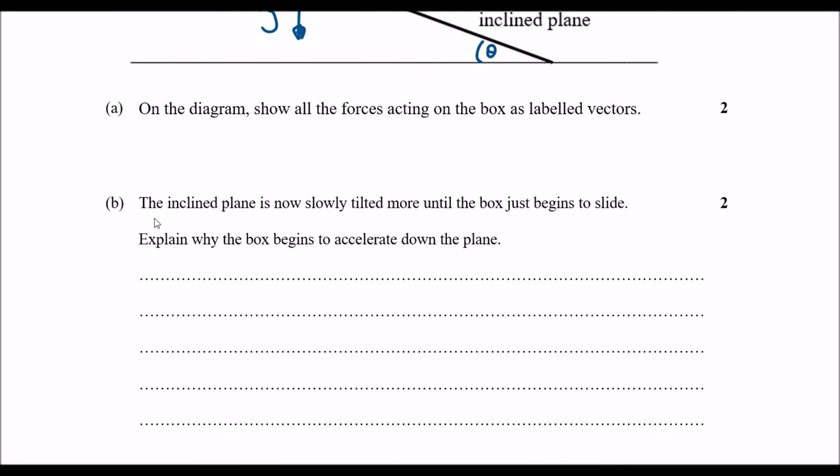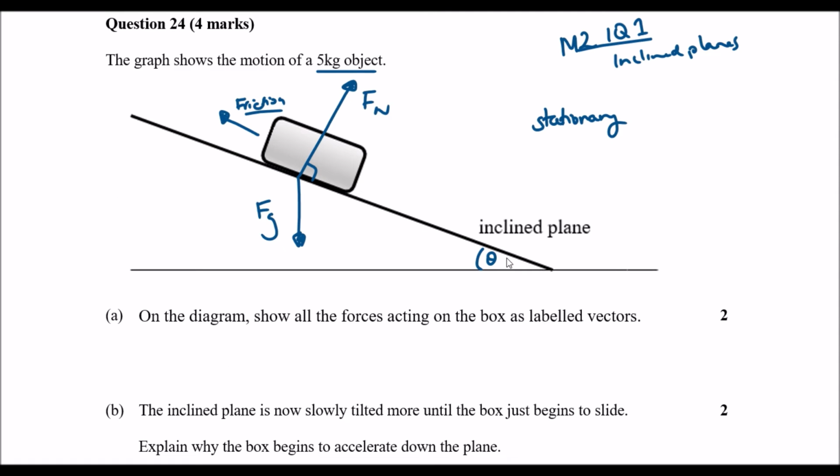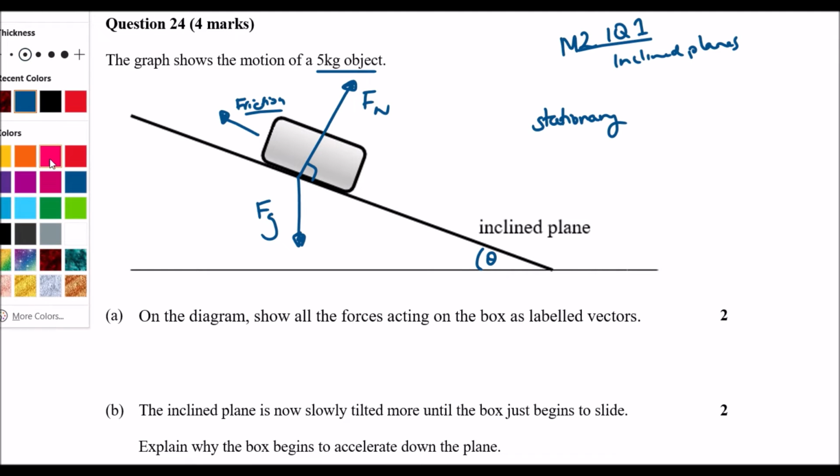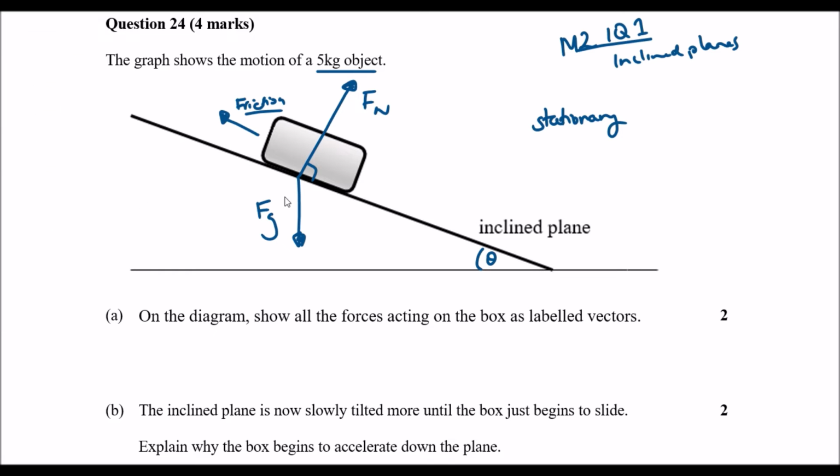All right, moving on to question B. It says the inclined plane is now slowly tilted more until the box just begins to slide. Explain why the box begins to accelerate down the plane. So this is what we have here. Part of the explanation, you can use mathematical derivations to show it. Everything is in the component of the gravitational force. If we use a different color to show that, I'm just going to draw this side of the gravitational force again.